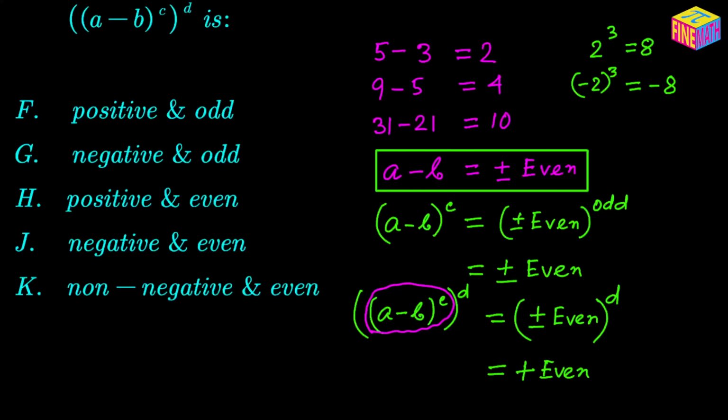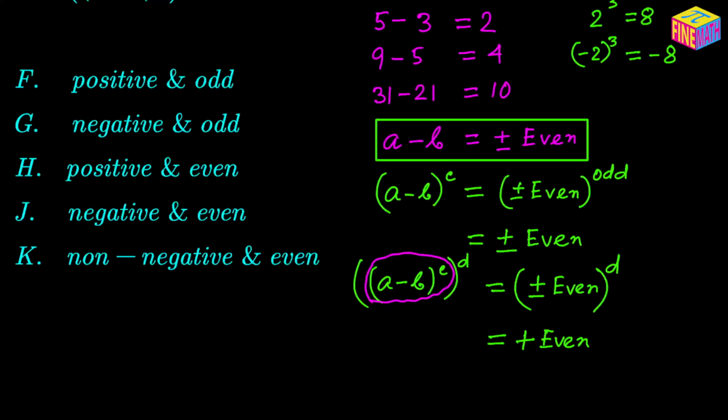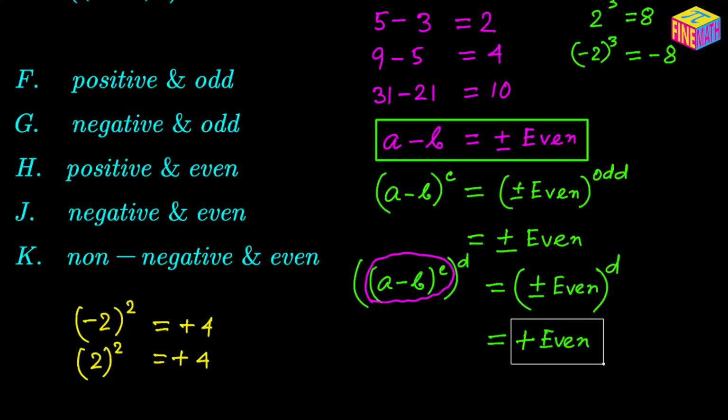Now why do I say that? Well, let's take a couple of examples. Suppose we have negative 2 raised to an even exponent, like this. This will give us a positive 4. Or if you have a positive 2 raised to an even exponent, that also gives us a positive 4. So regardless of whether the base is positive or negative, as long as the exponent is an even number, your result will always be a positive even number. So in this case, our answer is that it is going to be a positive even number.